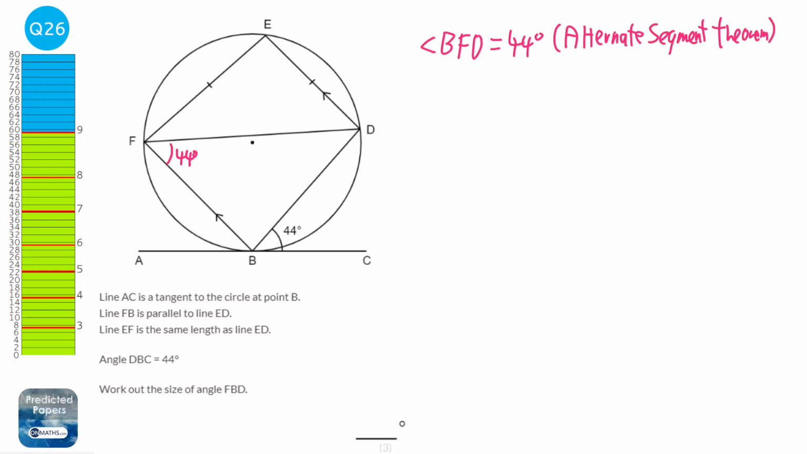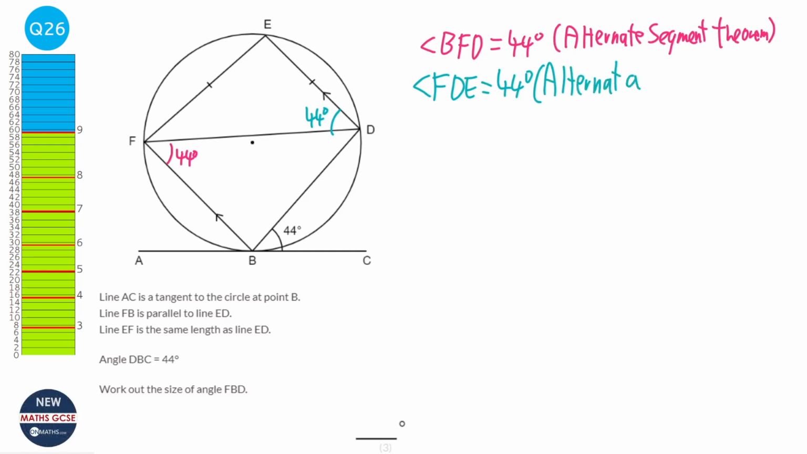Now, next I notice that we've got a set of parallel lines here, and we've got a line going through them, and so the 44 degrees there is going to be equal to this one here, and so this is going to be 44 degrees. So we say angle FDE equals 44 degrees, and the reason this time is alternate angles, put the E in, and again you have to use the word alternate.